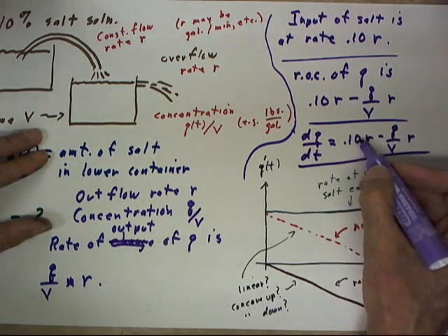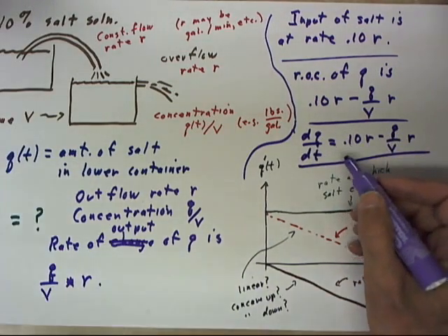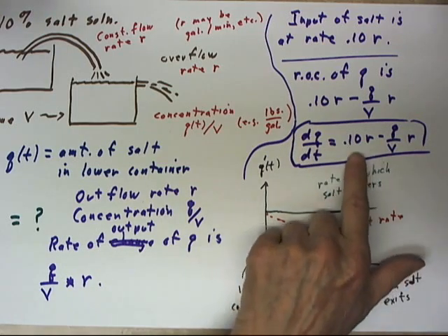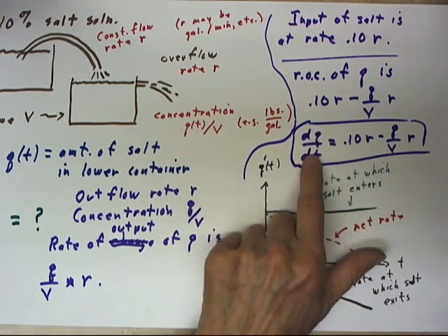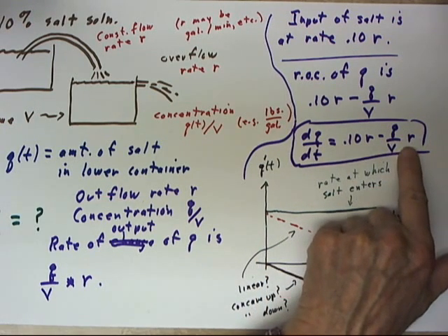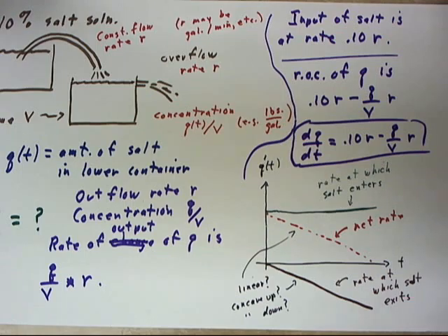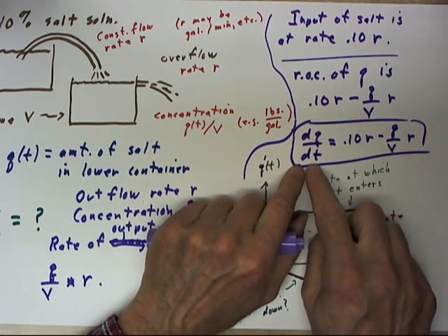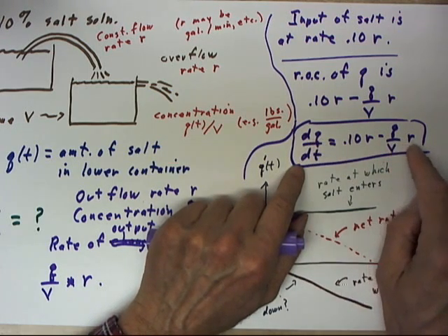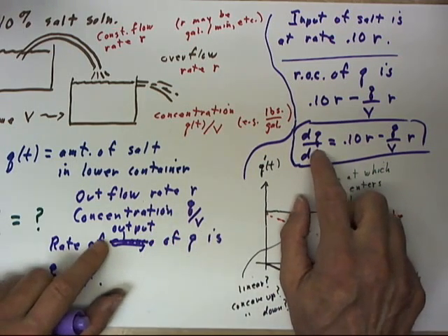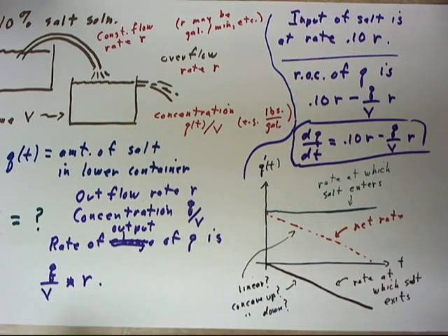Of course, we can factor the R out and do other things to simplify the form of the equation, but we understand that this is an equation that tells us Q is changing at a rate that's equal to the input rate of salt minus the output rate of the salt. This equation can be rearranged into dQ/dt plus Q over V times R equals 0.10 R, and that's going to be a linear non-homogeneous equation.